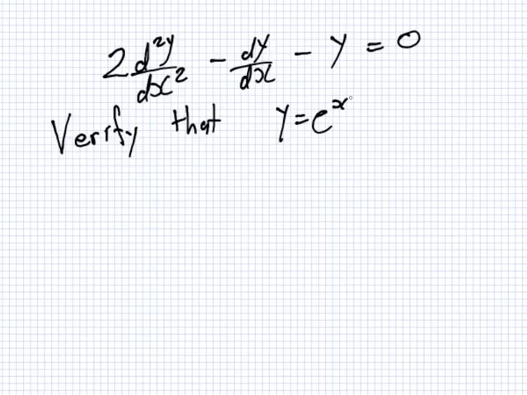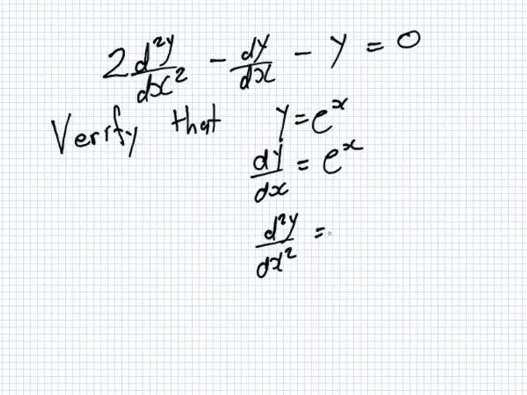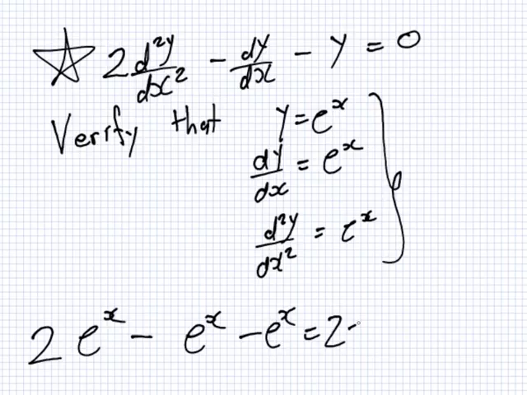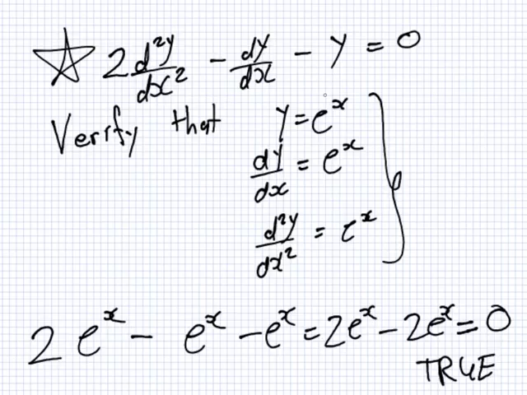So the way we do that is first we calculate the derivative. What's the derivative here? e to the x. And then what's the second derivative here? So you take these three and put them back in here. So you'd have 2e to the x minus e to the x minus e to the x. That's 2e to the x minus 2e to the x, which equals 0. So we have verified that this is an answer to the equation.